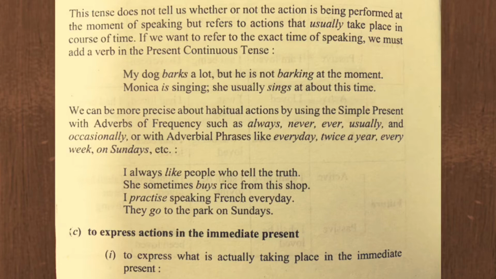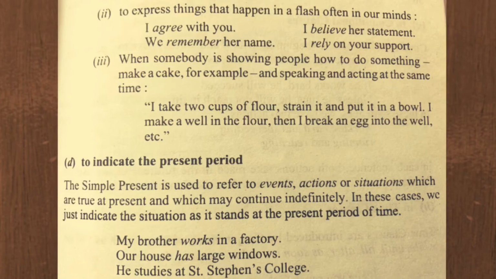Point C. To express actions in the immediate present. To express what is actually taking place in the immediate present. For example, here comes the leader. Next, see how it looks. To express things that happen in a flash, often in our minds.